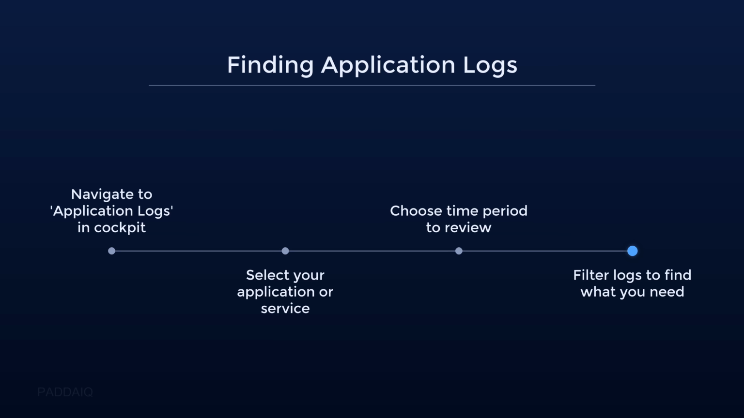Filter logs to find what you need. This means using search tools to display only the specific log entries you are interested in, such as errors from a certain time. For example, if your app failed this morning, you would filter by today's date and error severity. This focused approach saves you significant time during troubleshooting.